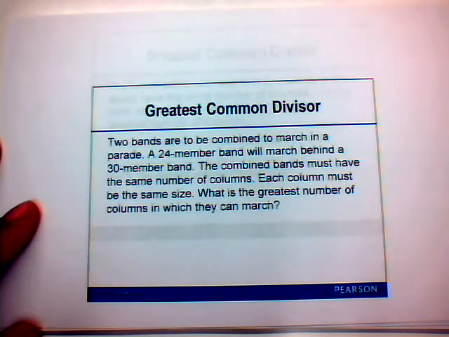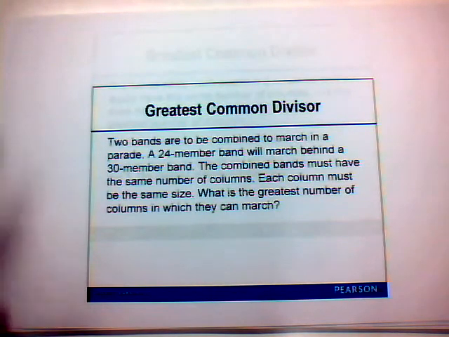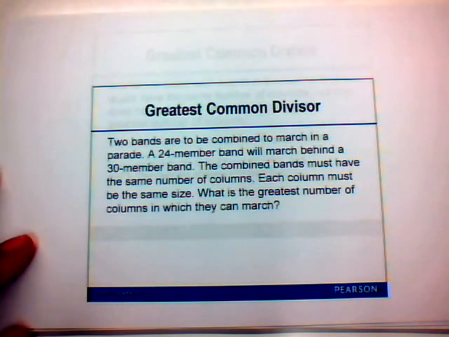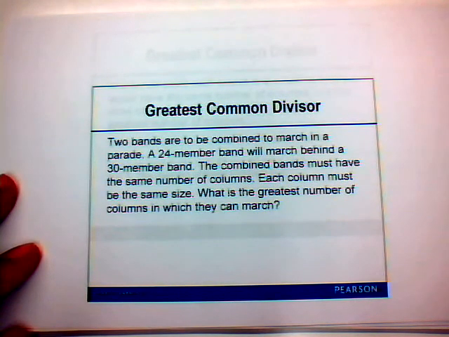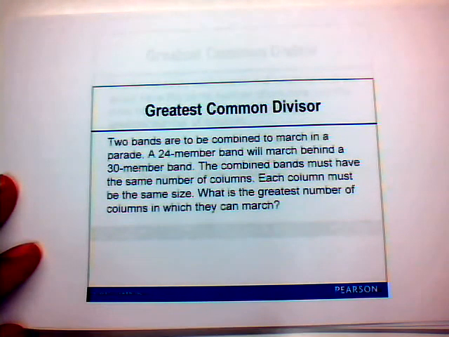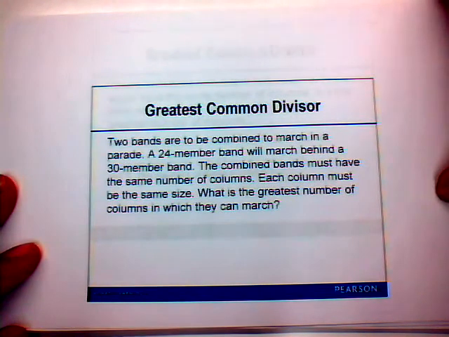All right, let's look at this scenario for finding the greatest common divisor. You have two bands to be combined to march in a parade. A 24-member band will march behind a 30-member band. The combined bands must have the same number of columns. Each column must be the same size. What is the greatest number of columns in which they can march?